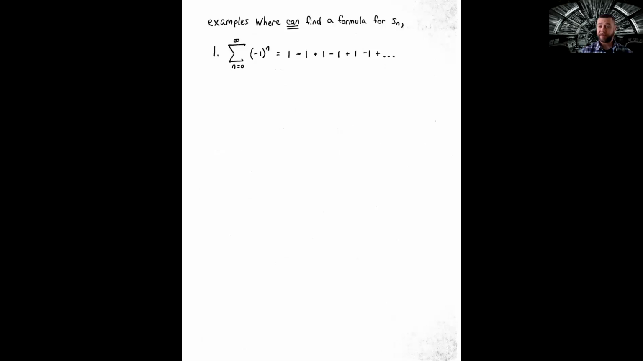All right, let's start with the first one. This is the infinite series where the terms are 1 or -1 being added forever. This is what's known in mathematics as Grandi's series. And this was kind of used as the mathematical proof for the existence of God.